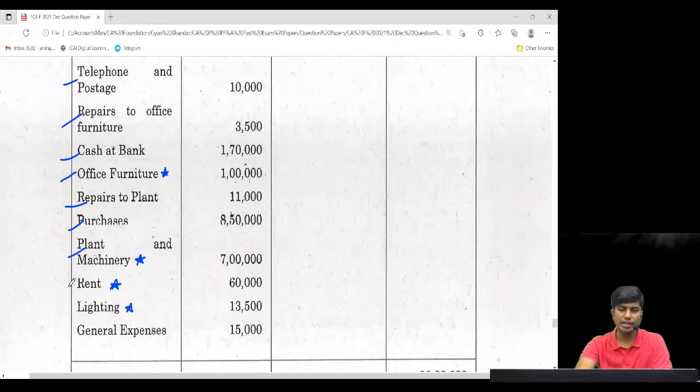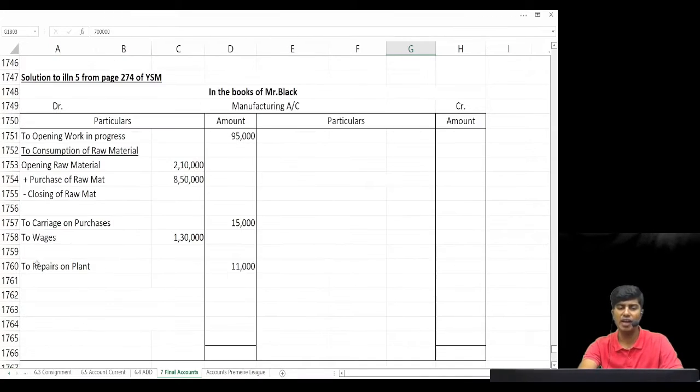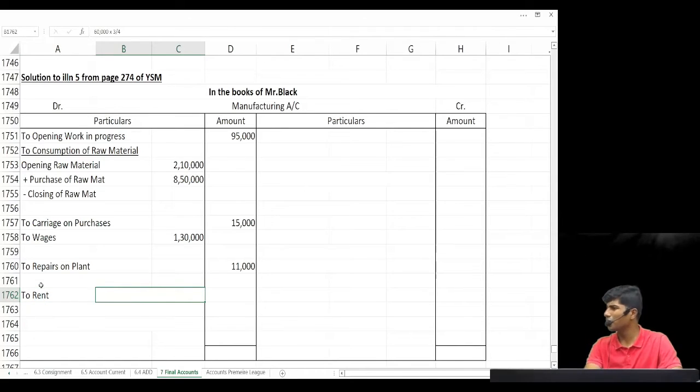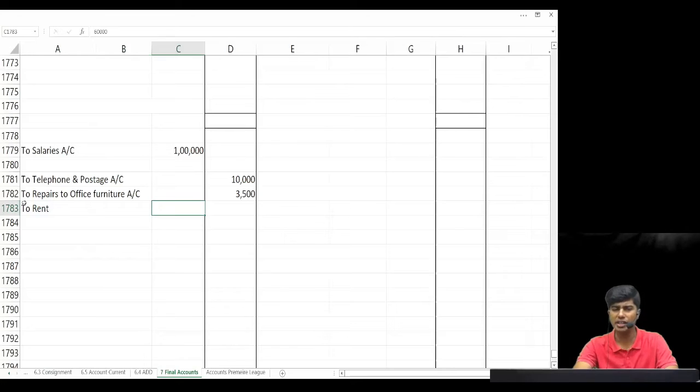What's the item after that? There is rent. There is adjustment. 60,000. Write it in factory, but keep it in the inner column. Factory, no? Rent, we'll write it here and then we'll keep it in the inner column. If you want, you can write it in P&L account and then keep it in the inner column also. Anything is fine. Now we've already written here. 60,000 will be in inner column.